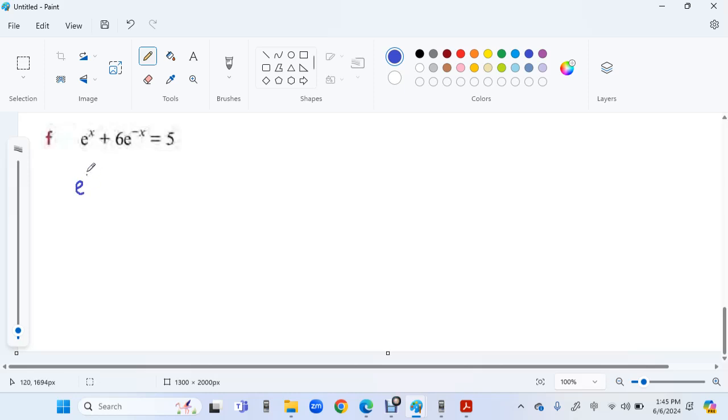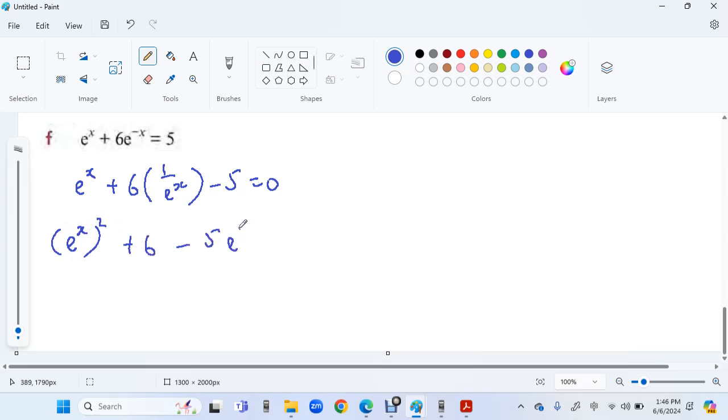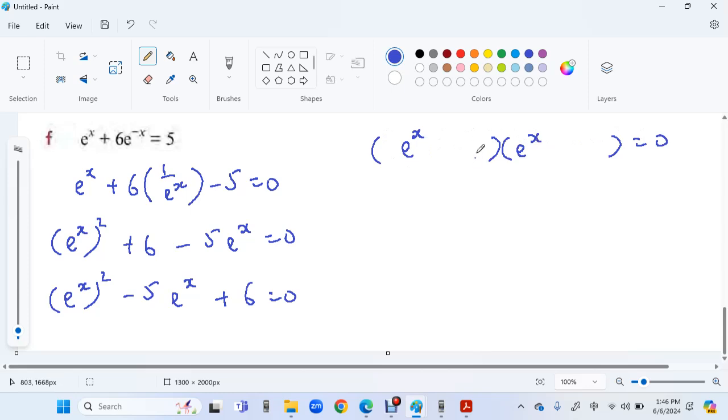So for this one, we have e power x plus 6 times 1 over e power x minus 5 equal to 0. Then we have e power x squared plus 6 minus 5 e power x equal to 0. So we have e power x squared minus 5 e power x and then plus 6 equal to 0. And we do the factorization. Then we have (e power x minus 2)(e power x minus 3). So we have e power x equal to 2 and e power x equal to 3. Then x will be ln 2 and x will be ln 3. Done.